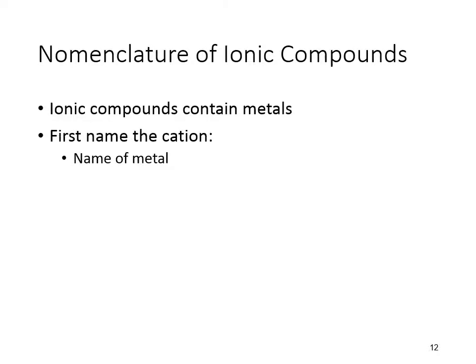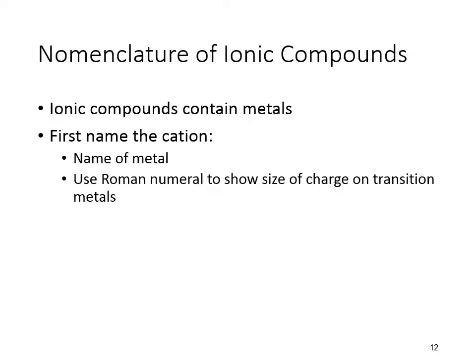If it's aluminum, aluminum. However, for the metals that form more than one charge, the name also needs to have a Roman numeral to show the size of the charge for that particular compound, or for that metal in that particular compound. So after the name of the metal, you would put parentheses, Roman numeral, and parentheses to fully name the cation. So for example, an iron with +2 charges would be written as iron 2, iron with Roman numeral 2.